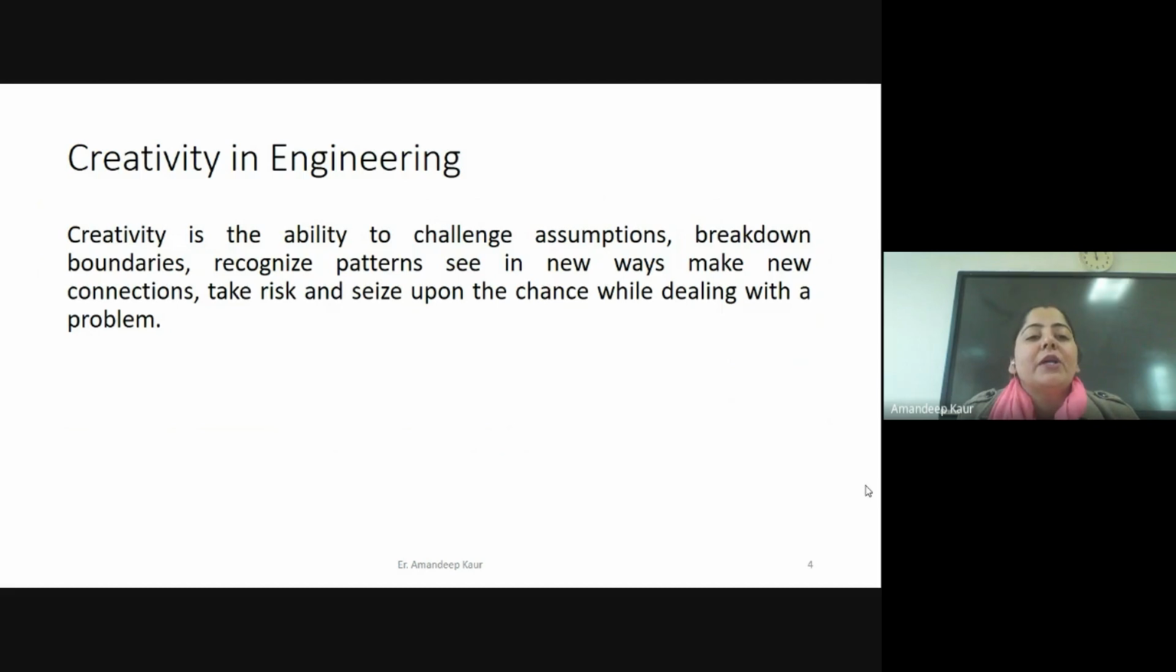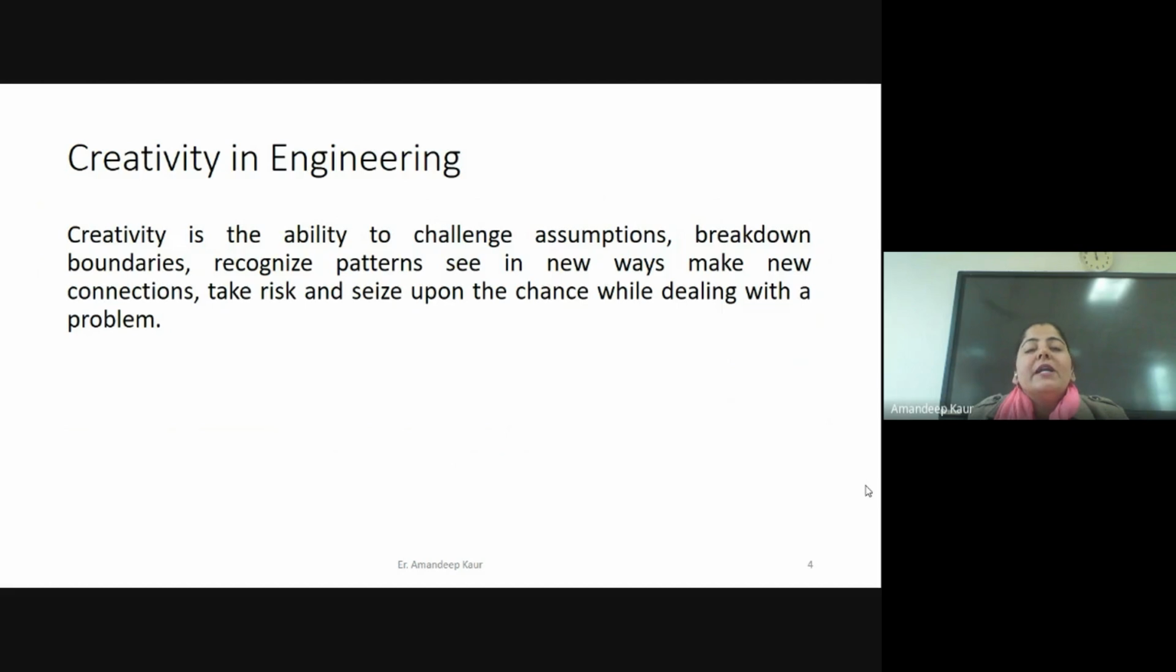Specifically, when it comes to creativity in engineering, if my student is able to challenge different assumptions, think out of the box, recognize different patterns and see different connections while dealing with the problem, and is able to take different risks and identify n number of solutions for a given problem, we consider that we are able to develop creativity in our technical education system and specifically in our technical students.